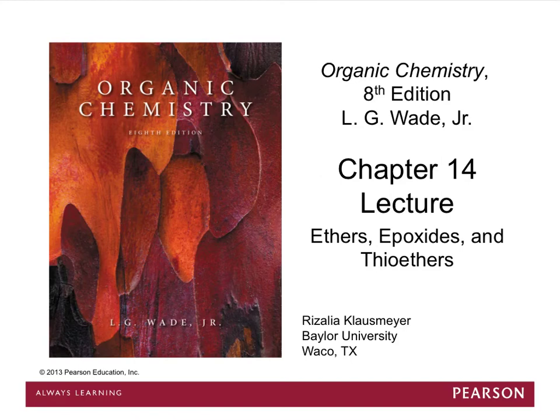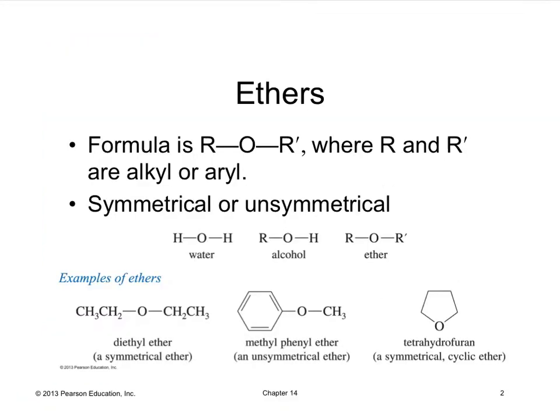So this is going to be chapter 14, ethers, epoxides, and thioethers. The formula of ethers is R-O-R', where R and R' are alkyl or aryl. They can be symmetrical, where the R groups across the ether are the same, so you have two of the same R's, or unsymmetrical, where you have one R and one R'.